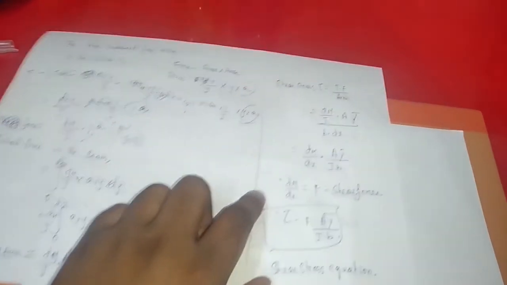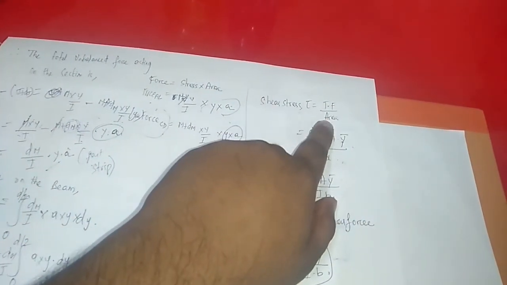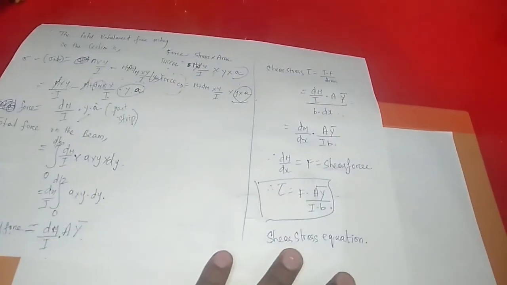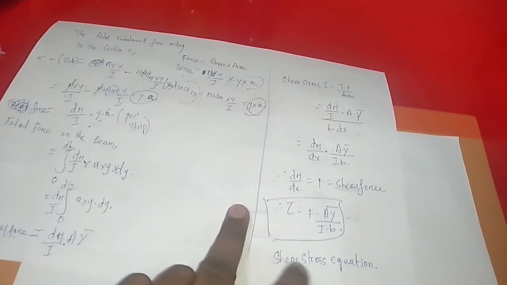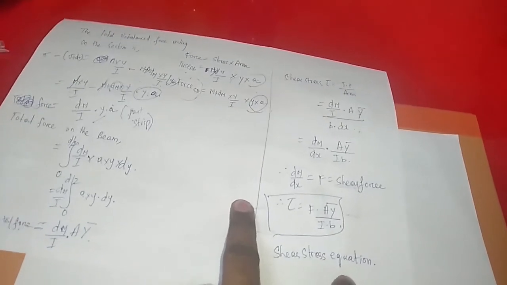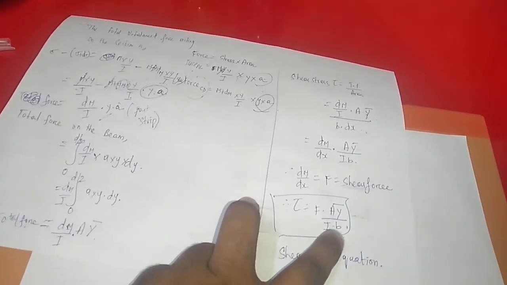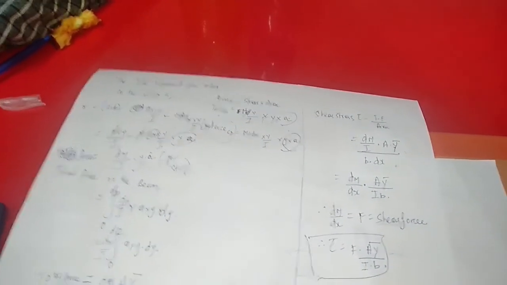After that, substitute in the formula, and the area is nothing but b into dx. Substitute, and you will get all these values. So your shear stress equation is tau equals F into A y bar by I into b. So this is all about your bending stress equation and shear stress equation.